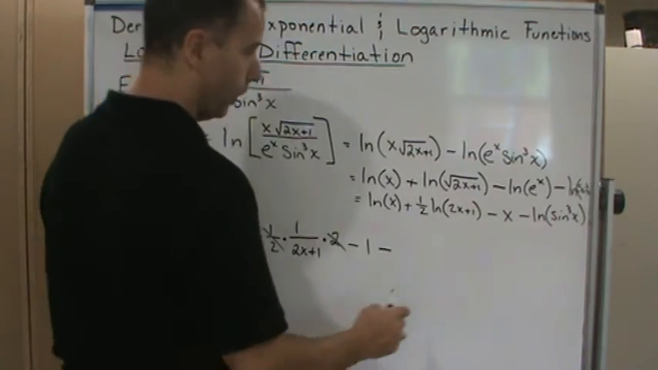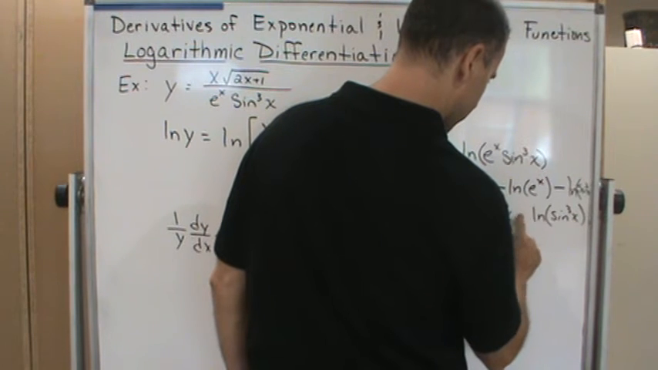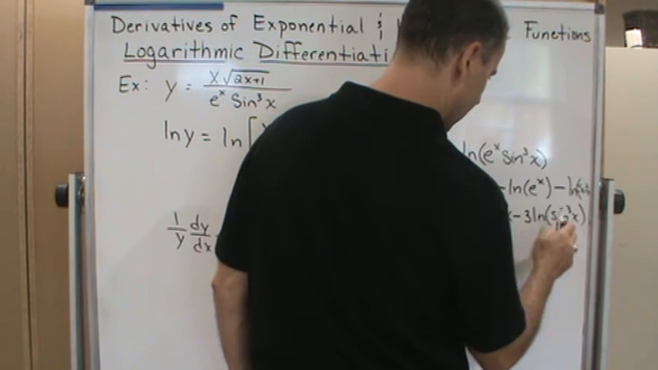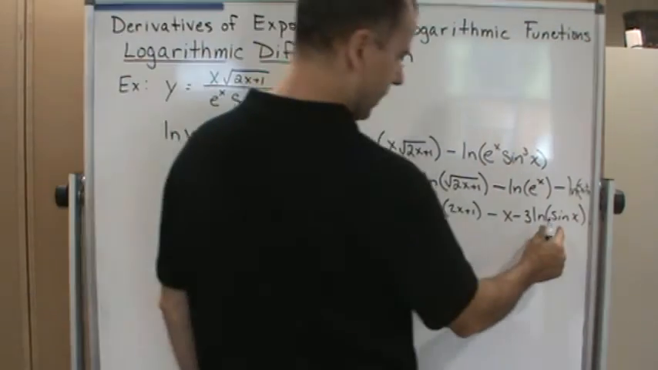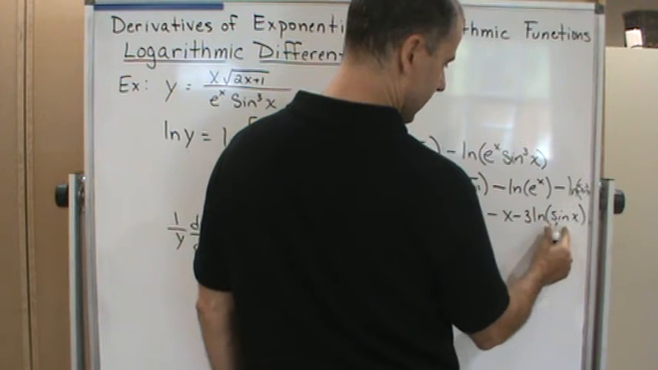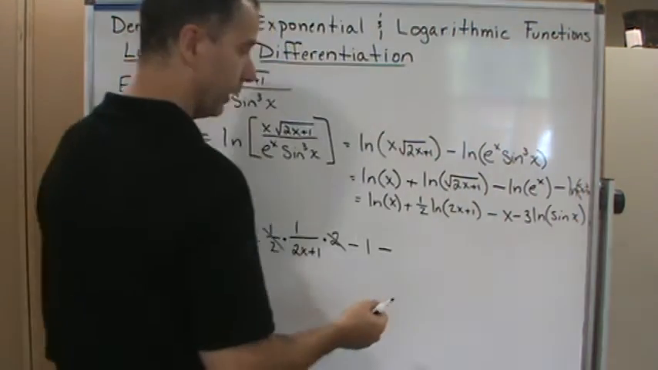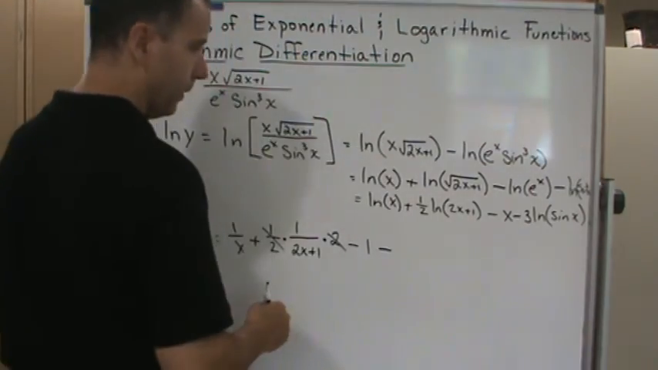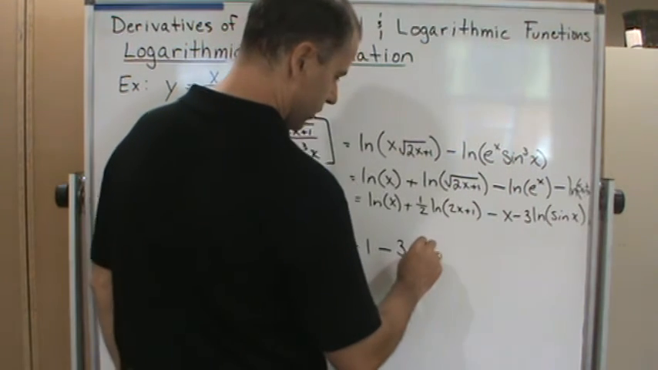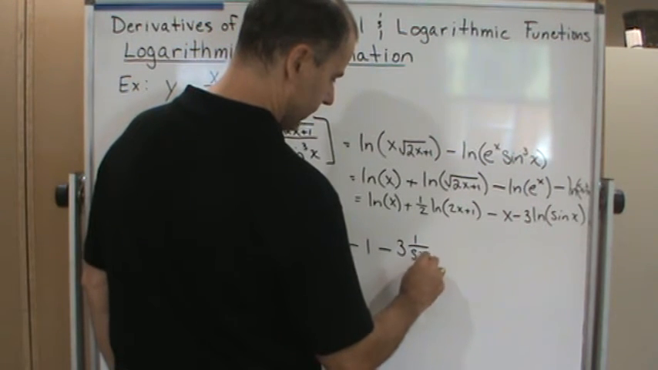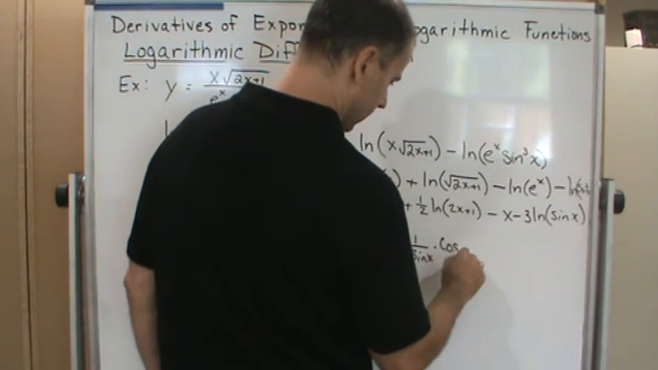minus, oh, you know what? I should have brought this 3 down. So this should be subtract 3 times the natural log of sine x. Because remember, sine cubed x is the same as sine x quantity cubed. So I forgot to use the property there. So now this is going to be minus 3 times the derivative of this, which is going to be 1 over sine x times the derivative of the inside, which is cosine x.